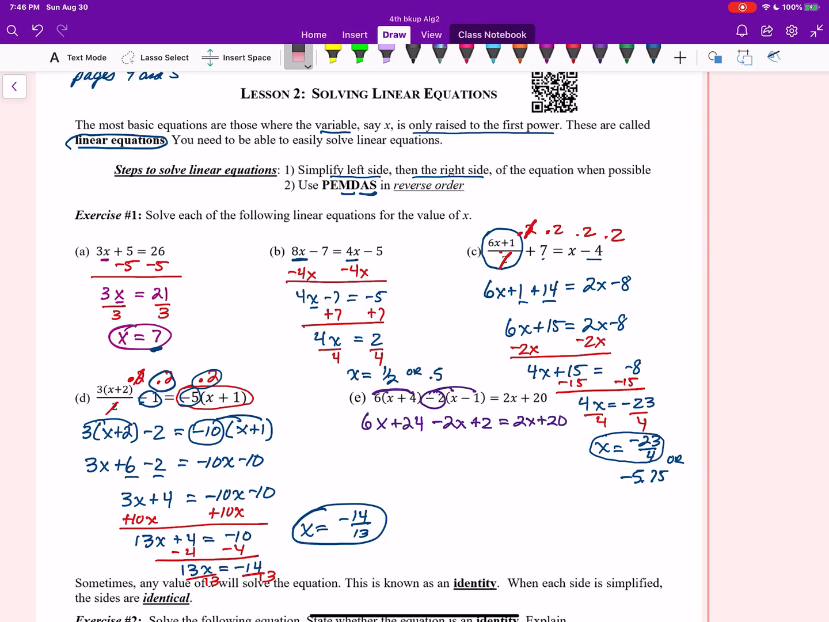We have combining of like terms on the left-hand side: 6x and negative 2x is 4x. Positive 24 and positive 2 is positive 26, equals 2x plus 20. Let's get our x's together. In this case, I'm going to subtract 2x from both sides.